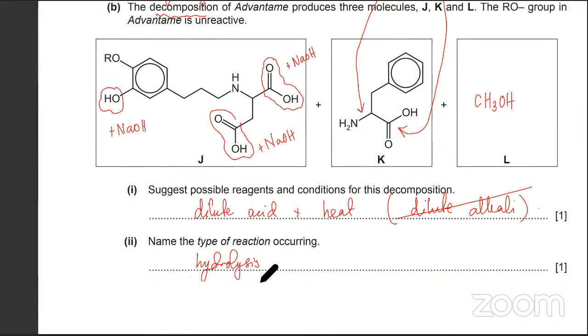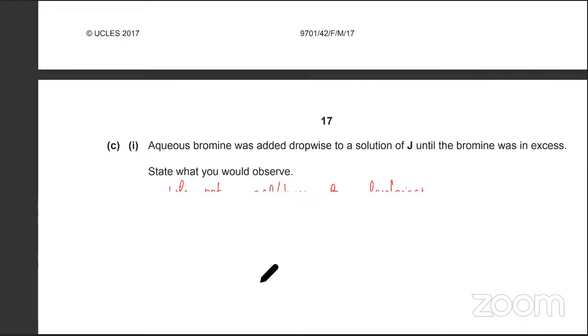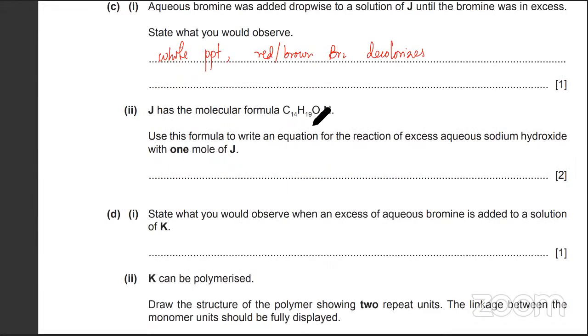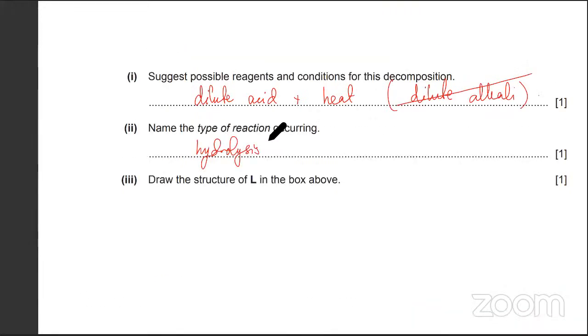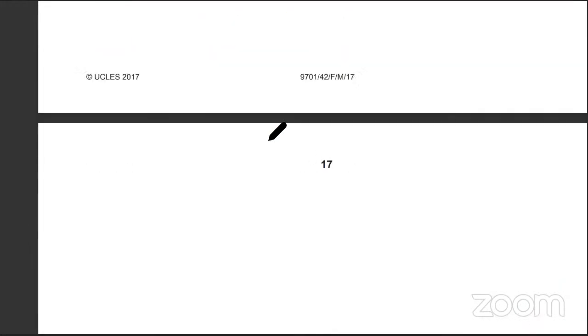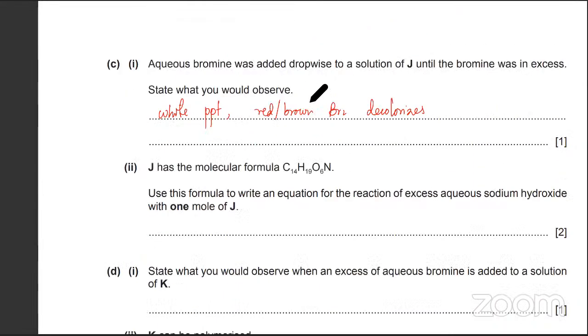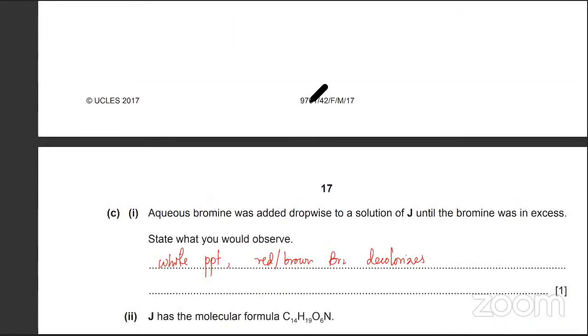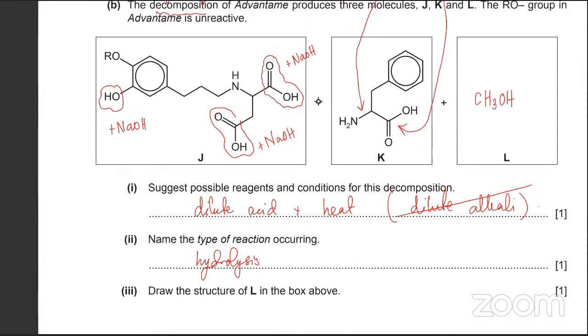Now in this case, let's go back to the question. He was saying write an equation using the formula. So I'm going to write the equation over here. He gave us C14H19O6N. So what do you think will be the reaction with NaOH? How many NaOH will react with it? One, two, three. So it's going to be 3 NaOH reacting with that.